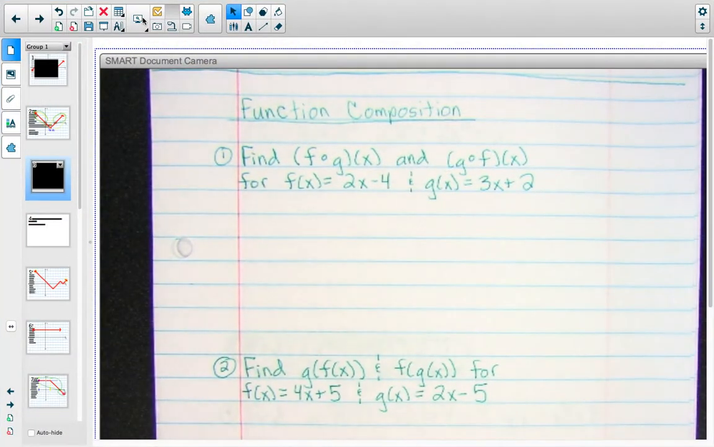Hello. Today we're going to be talking about function composition. So over the past few days, we've been doing function operations. We've added functions, subtracted them, multiplied, divided them. Today we're going to do another operation.